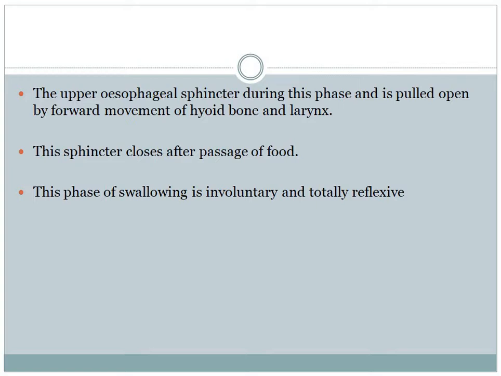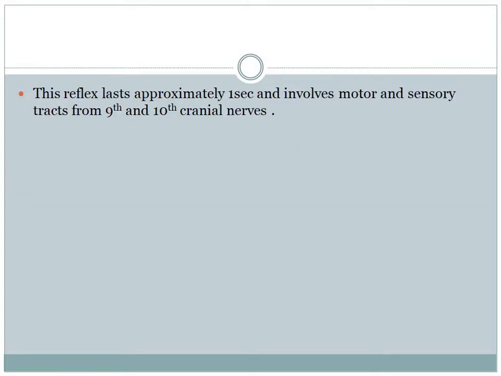The upper esophageal sphincter, remember, is pulled open during this phase by the forward movement of the hyoid bone and the larynx. This sphincter closes after the passage of the food. This phase of swallowing is involuntary and totally reflexive. The reflex lasts approximately 1 second and involves the motor and sensory tracts of the 9th and 10th cranial nerves.